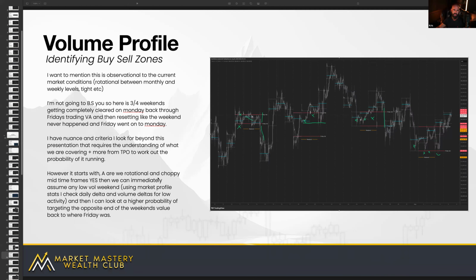It starts with: are we rotational and choppy in mid time frames? Yes. Then we can immediately assume any low volume weekends using market profile stats. I can check daily delta and volume deltas for low activity. And then I can look at a higher probability of targeting the opposite end of the weekend's value back to where Friday was. So again, some more exotic stuff we can cover in another lesson. I can look at Friday was like $1 billion worth of volume, and then Saturday and Sunday's only hardly 100 million. And Friday did $1 billion.